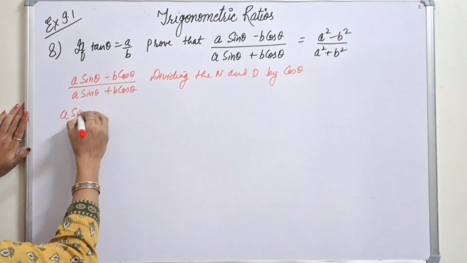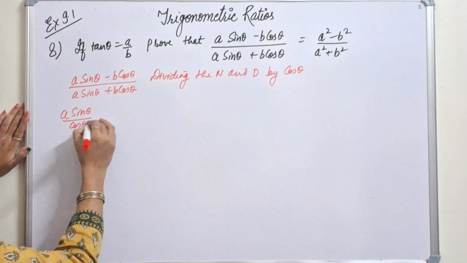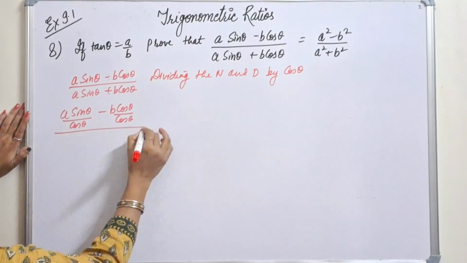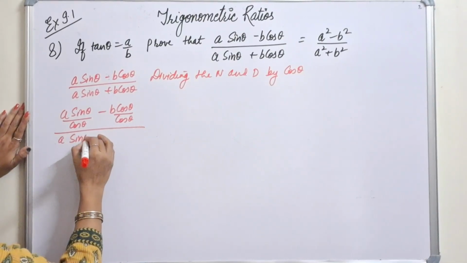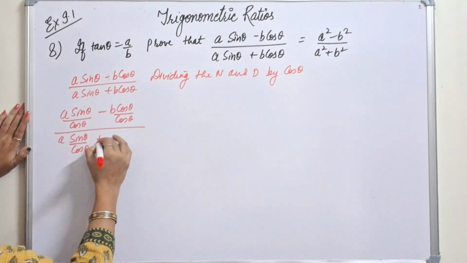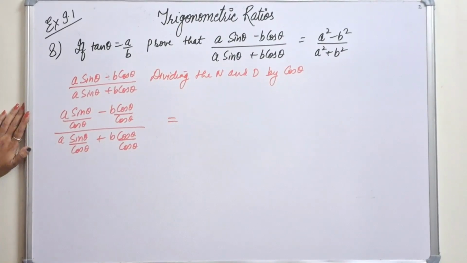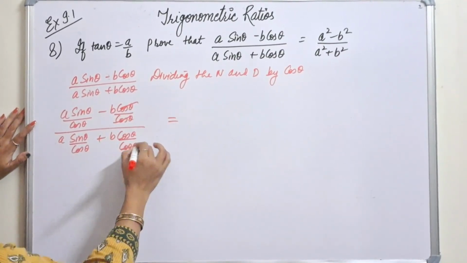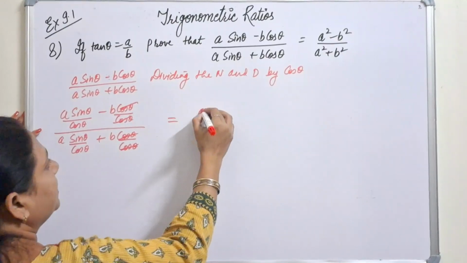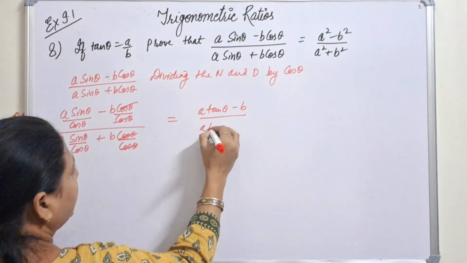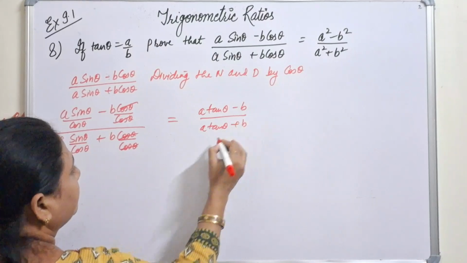So a sin theta upon cos theta minus b cos theta upon cos theta, whole upon a sin theta upon cos theta plus b cos theta upon cos theta. Next, this will be cancelled, this will be cancelled. It will be a tan theta minus b upon a tan theta plus b.